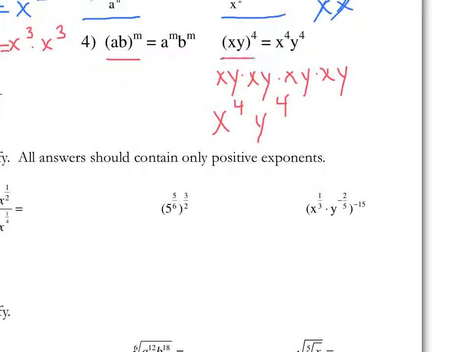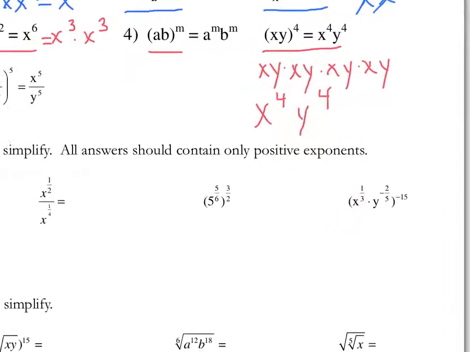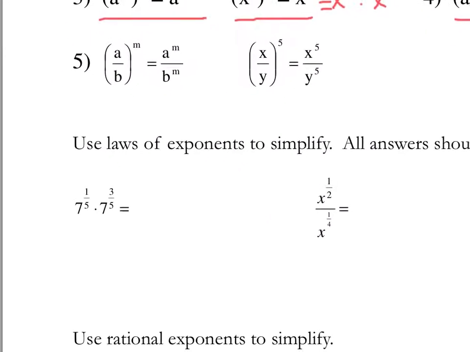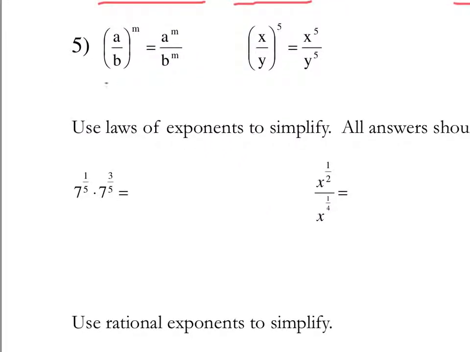So it's nice to know that when you have factors inside of the parentheses raised to an exponent, that exponent applies to both factors, or all 3, or all 4, or all 5 factors inside the parentheses. And our last rule is applying exponents to a fraction. If you have (a over b) to the mth power, you can raise the numerator to the mth power and the denominator to the mth power. So you have x over y to the 5th power.